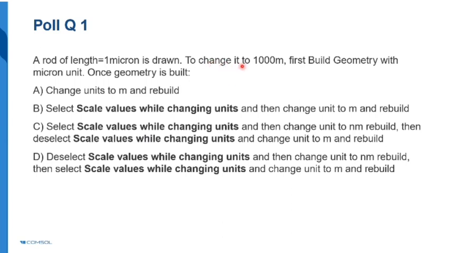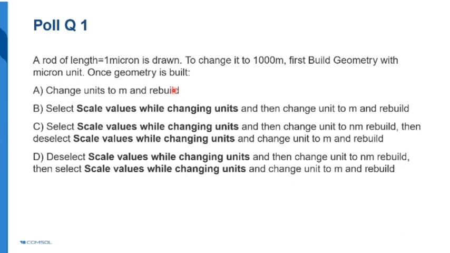In order to change it to 1000 meters, first build the geometry with micron unit, and once the geometry is built, which option should I do? That is, change units to meter and rebuild. Will it directly change 1 micron to 1000 meters? Definitely not. So the first option is definitely ruled out.